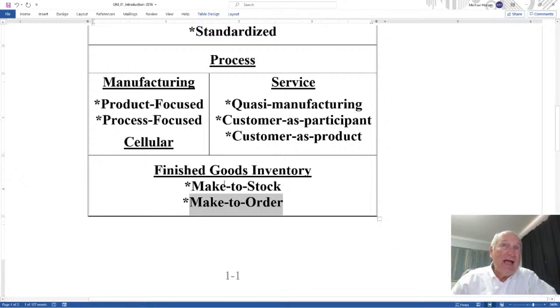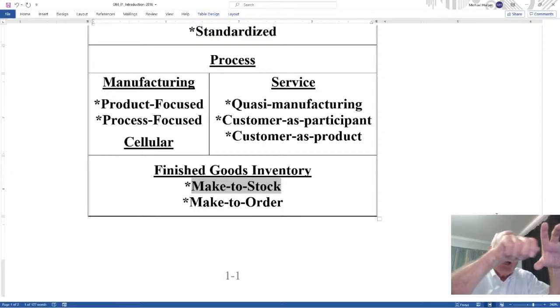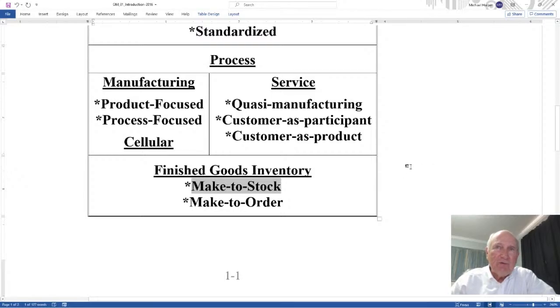Now, an example of make to stock would be an inventory of bread in the supermarket. You go to a grocery store, a supermarket, and you buy bread out of the inventory, because they've baked that bread, they've packaged it to create inventory, and you're the customer, so your demand is met out of the inventory.